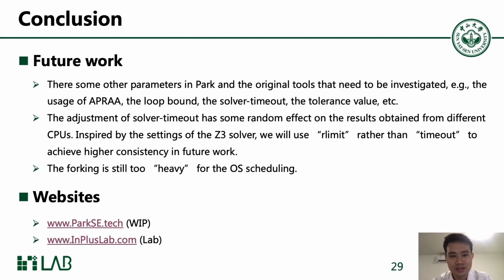As for the future work, there are some other parameters in Park and the original tools that need to be investigated, and the adjustment of solver timeout has some random effects. So recently, inspired by the Z3 solver, we will use the rlimit rather than the timeout to solve challenge 2, and it can achieve higher consistency, but sometimes it costs more time. And finally, the forking is still too heavy for the OS scheduling. That can be solved in future work.